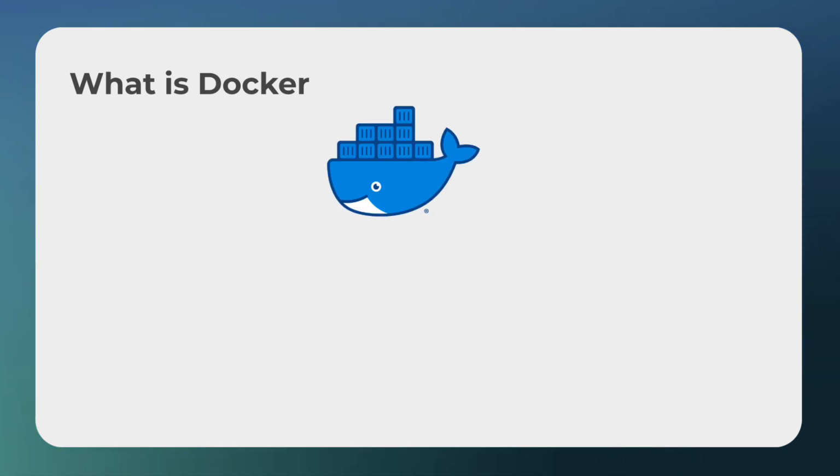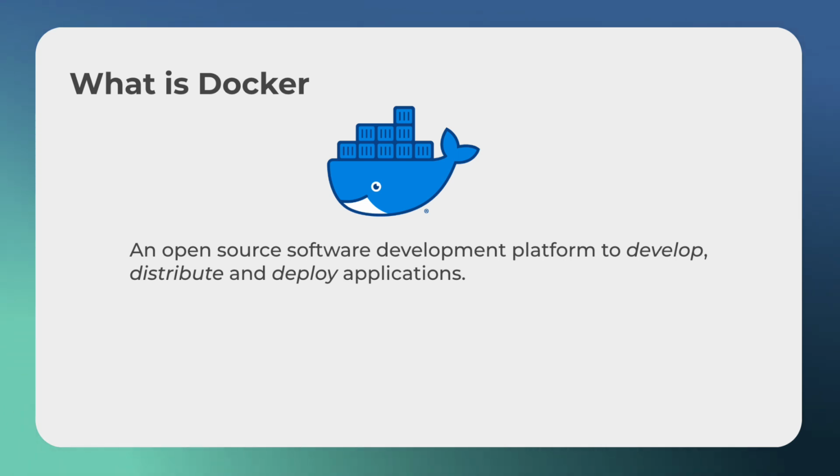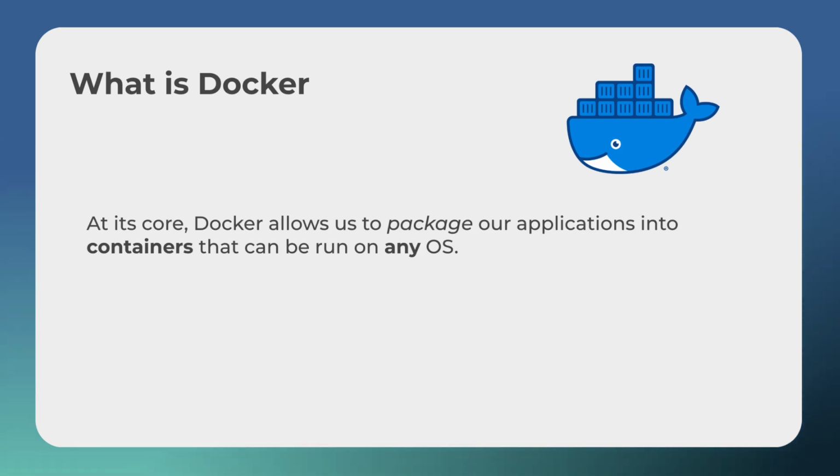So let's do this. To define Docker, Docker is a software, but most importantly, it is an open source software development platform that allows us developers, people who build applications, right, to develop, distribute, and deploy applications to make this whole process as easy as possible. But at its core, Docker really shines at making sure that we package our applications into what we call containers. Now, the great thing about containers is that they can run on any OS. OS stands for operating system.